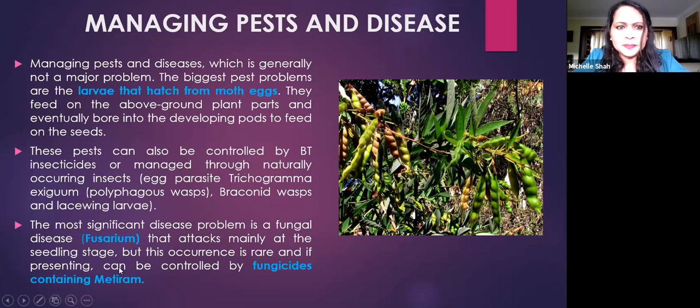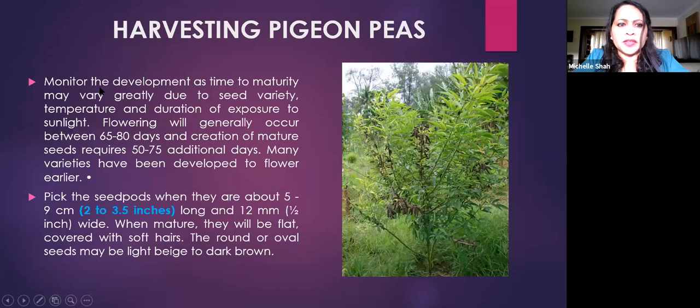The harvesting of the pigeon peas now, you monitor development as time to maturity goes, and that may vary due to the seed variety, the temperature and duration of exposure to sunlight. Flowering will generally occur between 65 to 80 days, and creation of mature seeds requires 50 to 75 additional days.